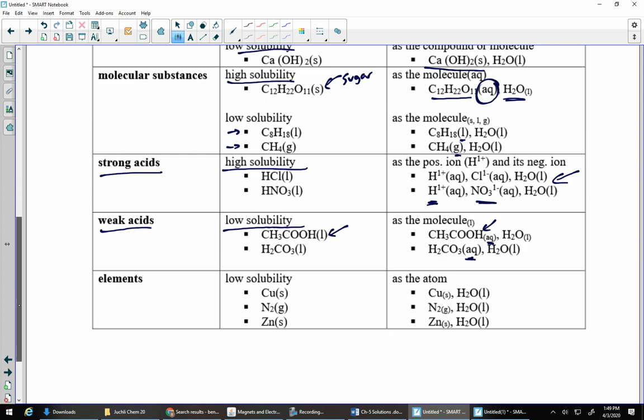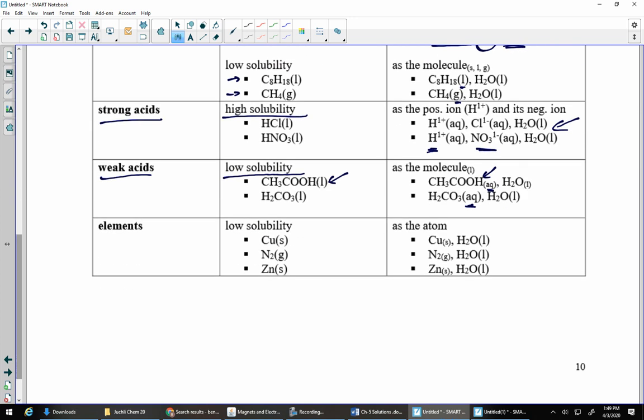And then finally, the last one that we've got is elements. Elements all have low solubility. Every single one of them has low solubility, so it stays as the atom. So for example, you take some solid copper, you put it in water, you've got solid copper in a jug of water, right? You take some solid zinc, you put it in water. You've got solid zinc in water. You bubble some nitrogen through water. You've just got nitrogen bubbles in water. They do not dissolve. They're very, very low solubility.